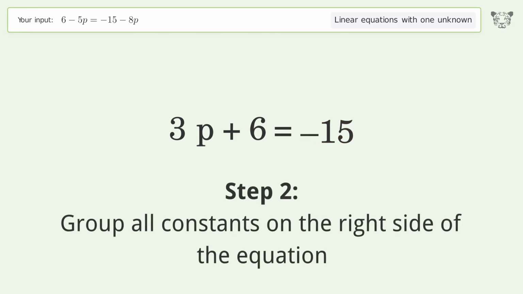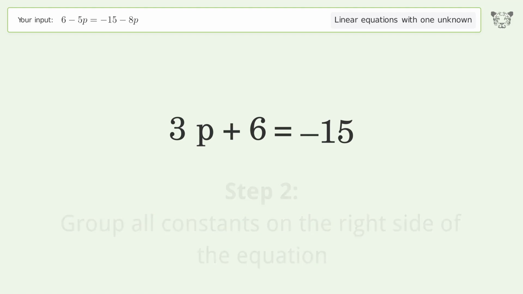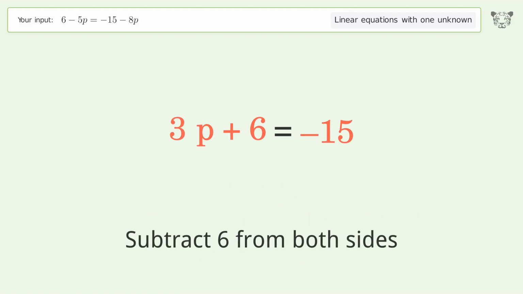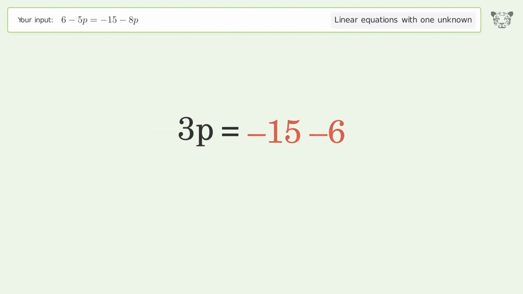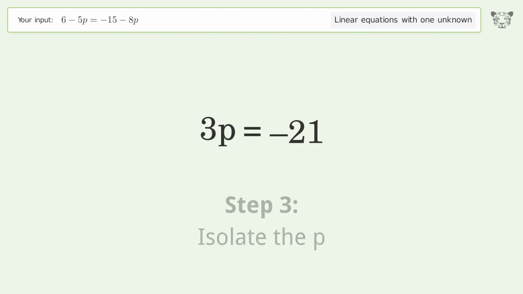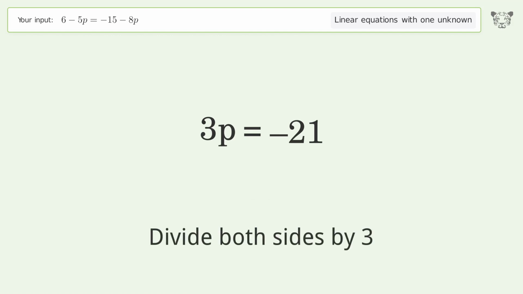Group all constants on the right side of the equation. Subtract 6 from both sides. Simplify the arithmetic. Isolate the p. Divide both sides by 3.